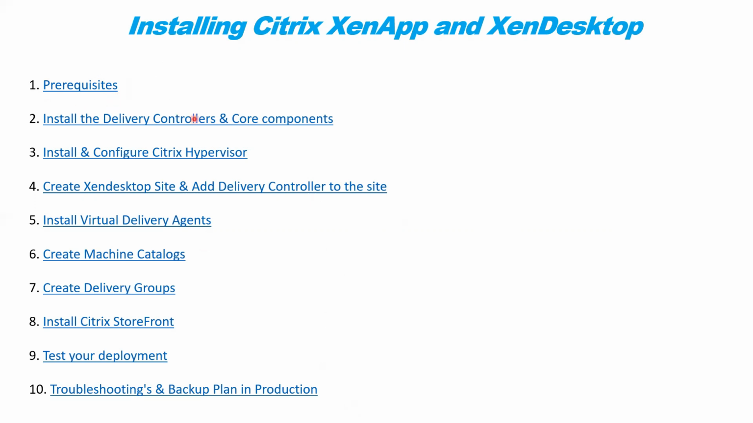In the second one, we will learn how to install delivery controllers and other core components. In the third one, we will learn how to install and configure the Citrix hypervisor. Earlier, it was called Citrix Xen Server, but now it is called Citrix hypervisor. After installing and configuring the Citrix hypervisor, we will learn how to create a Xen Desktop site and how to add a delivery controller into that site.